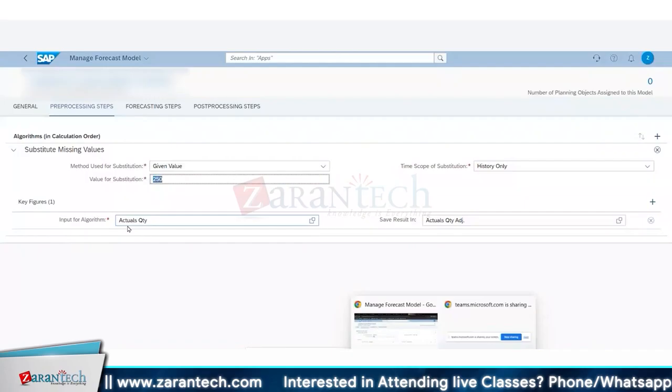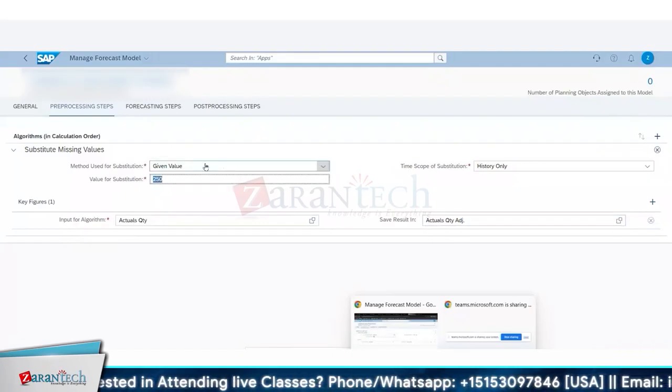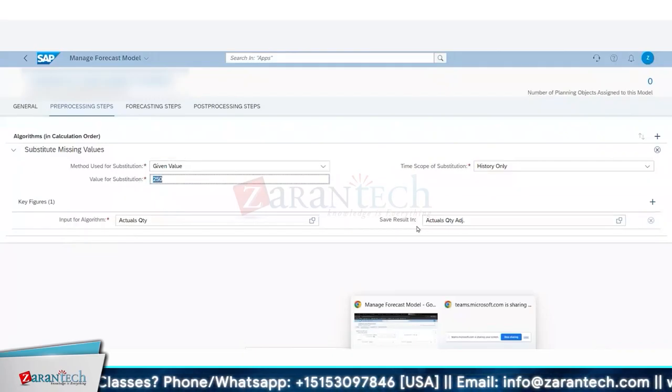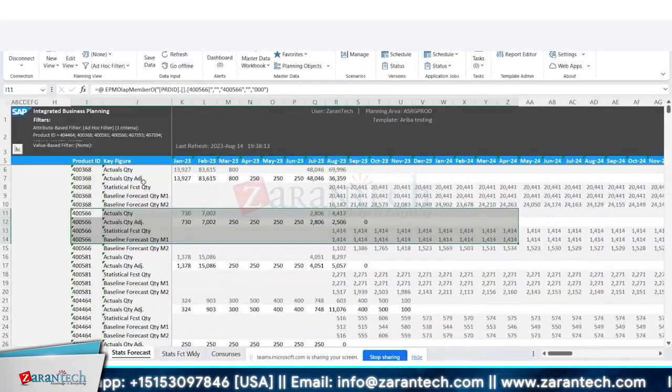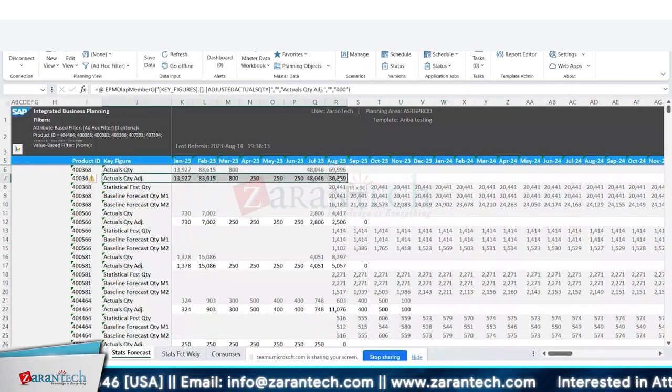The input to the algorithm is basically actual quantity. That means it is going to analyze the actual quantity and save the result in actual quantity adjusted. So all the results of this particular algorithm, or this data cleansing or outlier correction, will be saved in actual quantity adjusted. You're getting my point? And this will be the figure which will be used for statistical forecast calculation.